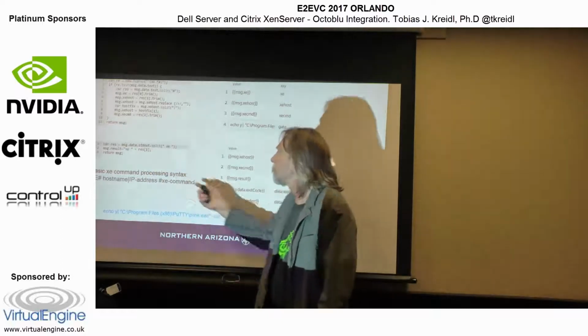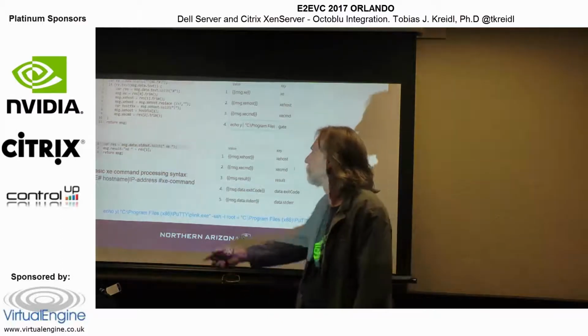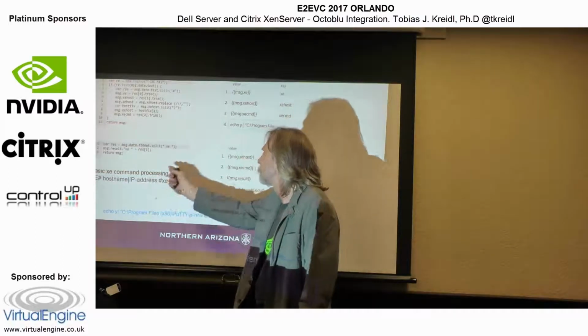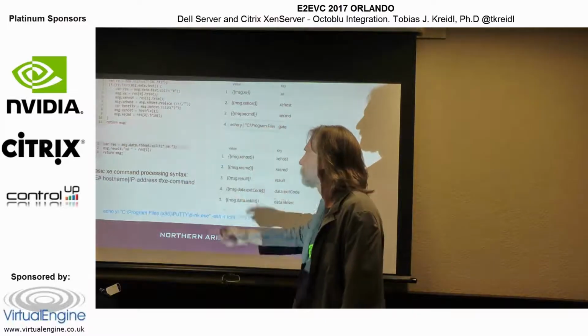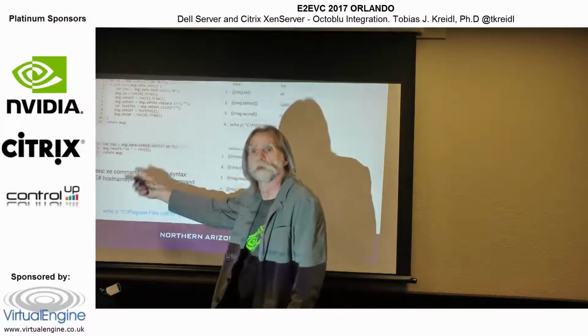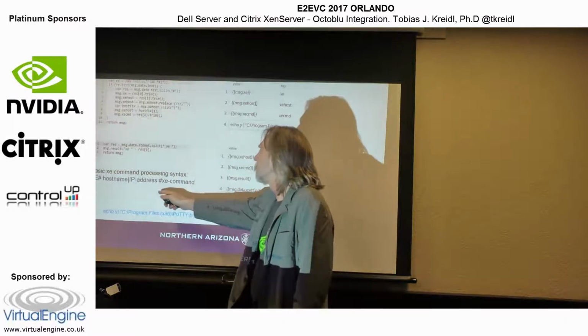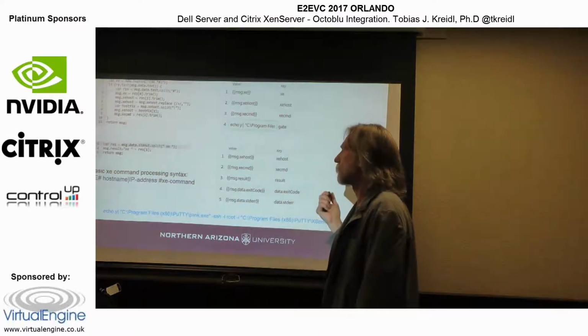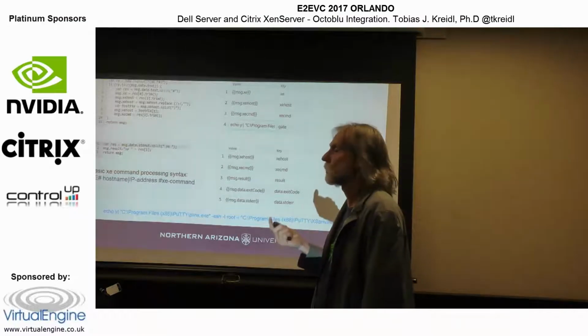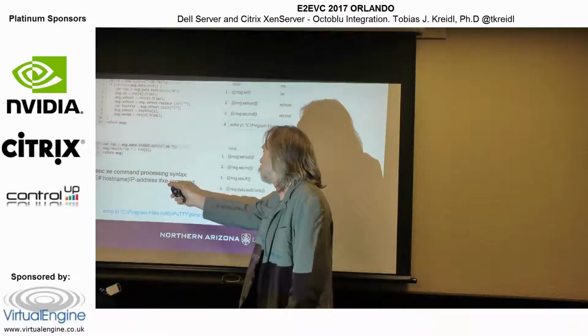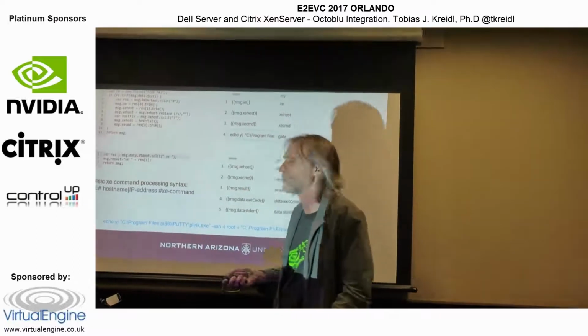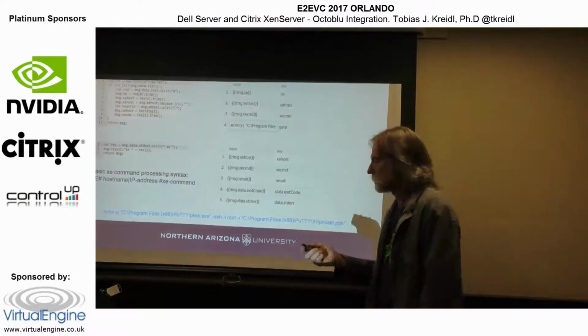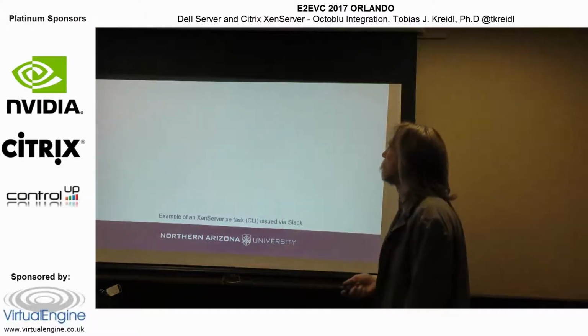So the basic command syntax is extremely simple. It's capital XE pound, or it could be XE space pound, doesn't matter. The host name of where the command is going, and then I can either provide the IP address of the target host or the host name, and then another pound, and then whatever XE command I want. So here's what it kind of looks like.